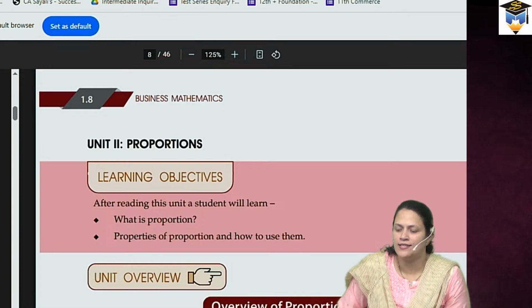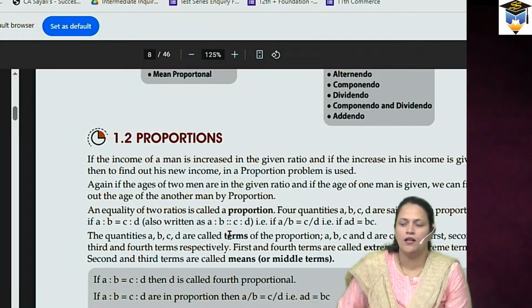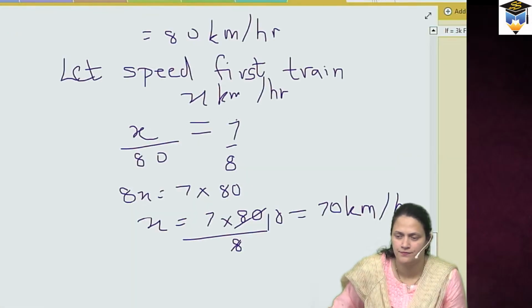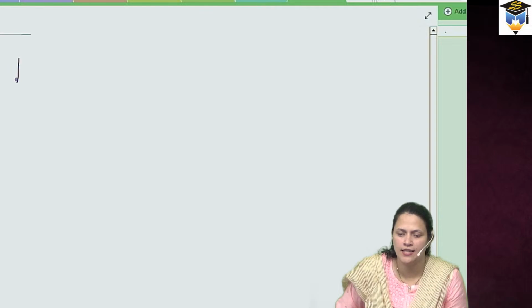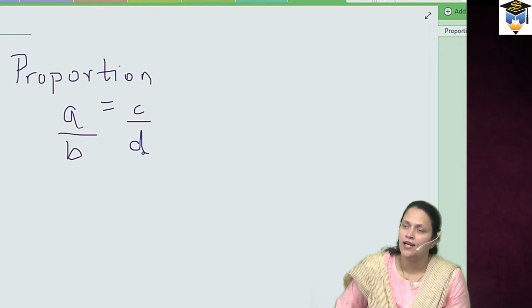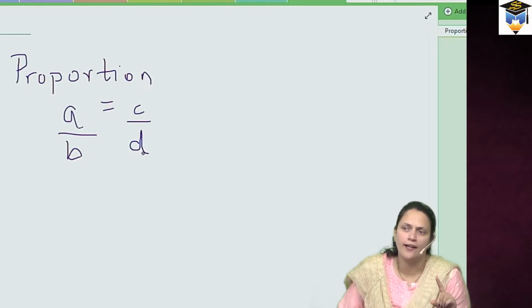Okay. So now let us see what exactly is proportion. An equality of two ratios is called a proportion. Equality of two ratios means what? Let us say this is a proportion. Whenever the ratios are equal, that means A upon B is equal to C upon D, we say these two ratios are in proportion. You know when the ratio becomes equal, right?